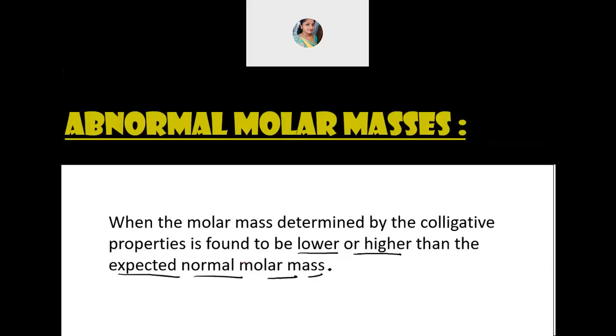Now, when are you going to get the answer equal to whatever we are expecting? That depends on the solute which you are adding, which behaves in a different way. There are different kinds of solute, and when you add them into the solution, they behave differently. Based on that, we have categorized them into two: one is called non-electrolyte and the other is called electrolytes.